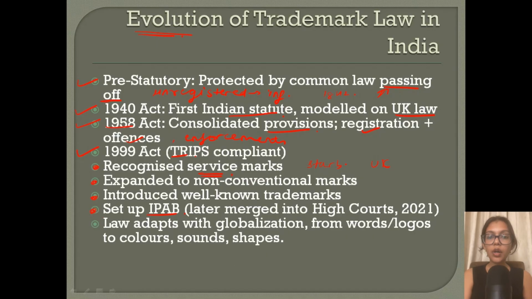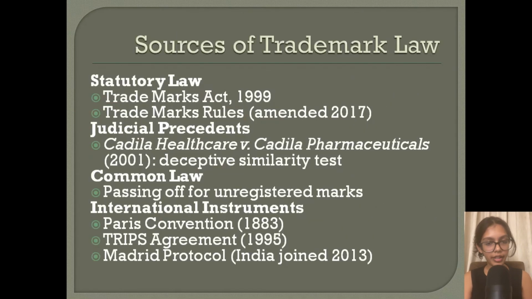Now, lastly, let's talk about the sources of trademark law in India. So, firstly, we have the statutory law, which is the Trademarks Act of 1999. Along with it, we also have the Trademarks Rules, which were very recently amended in 2017. Now, these two form the backbone of trademark regulation in India. Then, after that, we also rely on certain judicial precedents. And a very famous example of a precedent is the Cadila Healthcare versus Cadila Pharmaceuticals case of 2001.